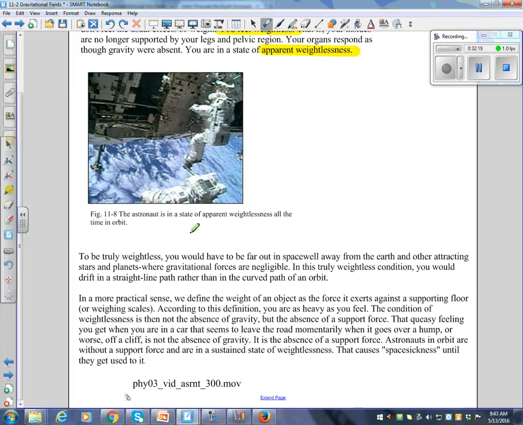In a more practical sense, we define the weight of an object as the force it exerts against the supporting floor or weighing scales. According to this definition, you are as heavy as you feel. So if you want to lose some weight, just think about it.